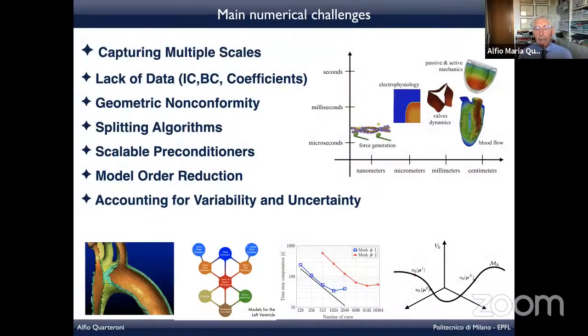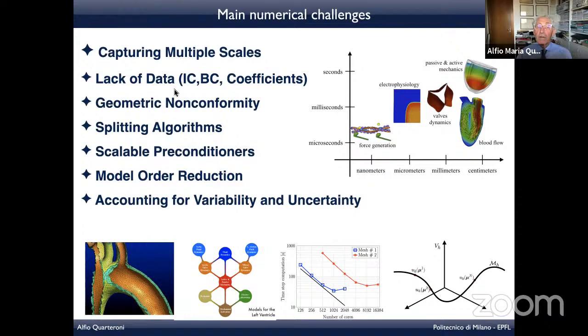So let me conclude by saying just a few words on the numerical aspects. I completely disregarded the numerical approximation, but of course, to get the results, we need to go to the numerical level. And here are the most important issues. We have multiple scales, as I was saying before. We go from nanometers to centimeters at the organ level in space. We go from microseconds, which is the characteristic time at which the force is generated at the cardiomyocyte level, to seconds, which is the characteristic time of a single heartbeat.